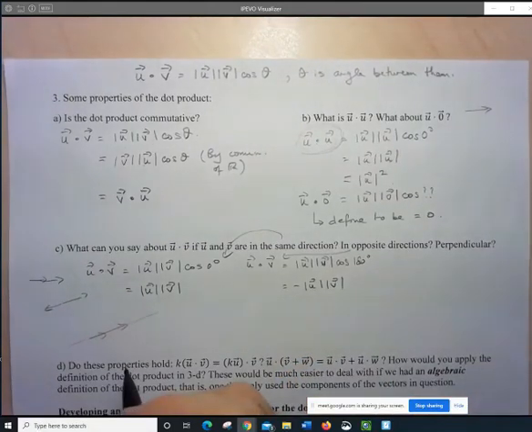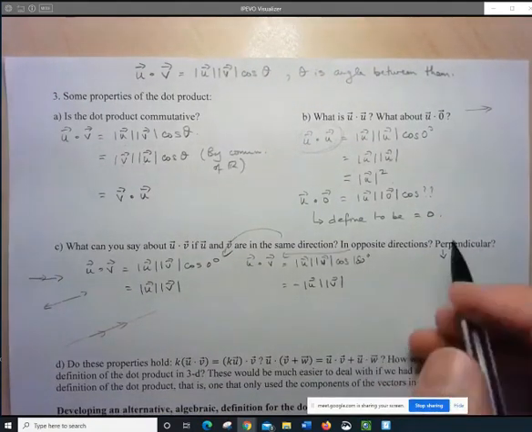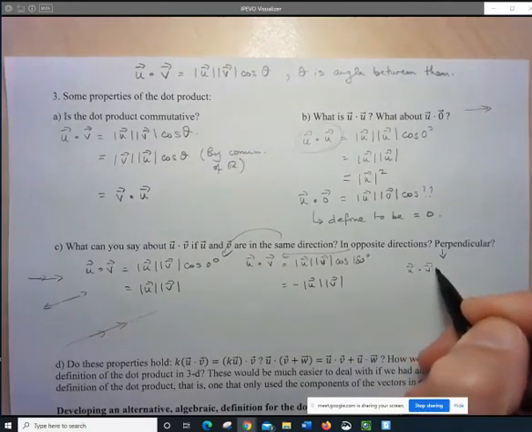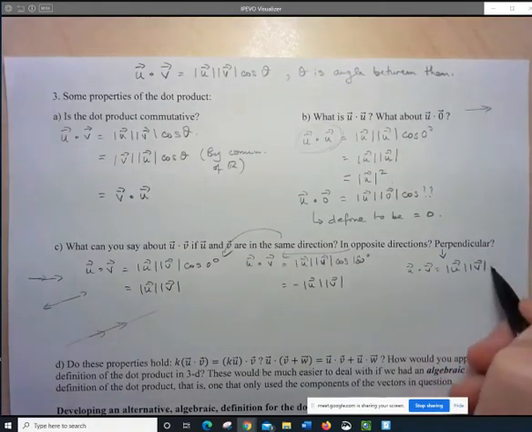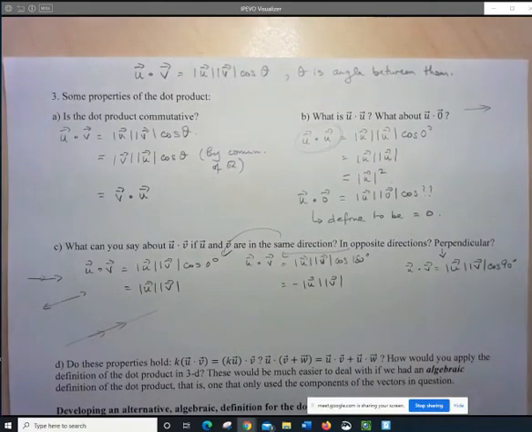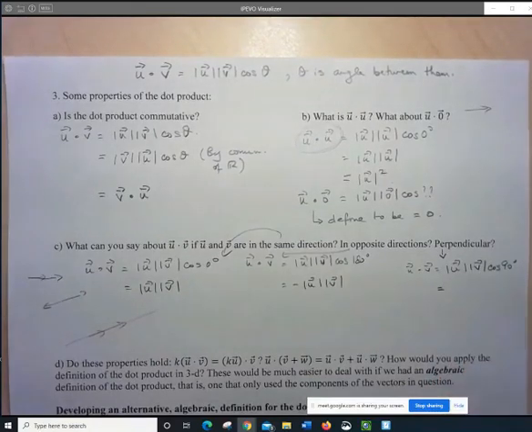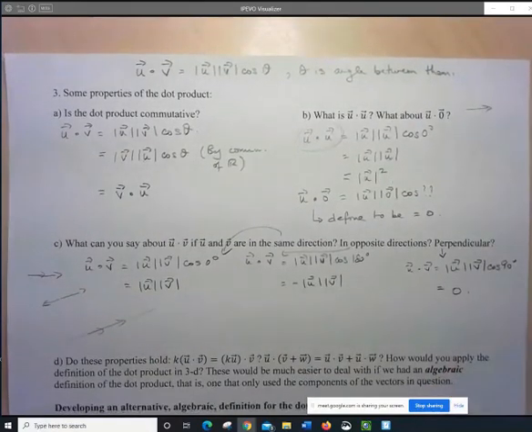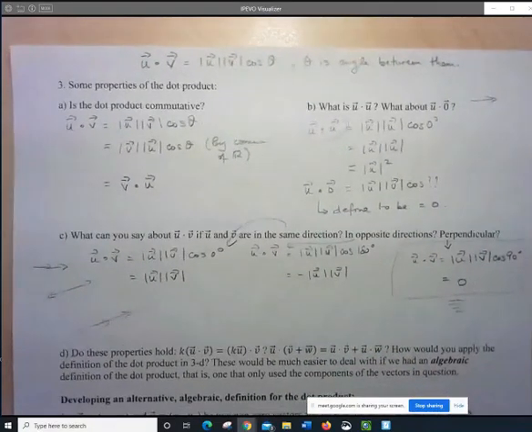Okay? Now, what about when they're perpendicular? Well, again, u dot v is equal to magnitude of u times magnitude of v times the cosine of. Well, if they're perpendicular to each other, it means that the angle between them is 90 degrees. But of course, what is cosine of 90 degrees? It's equal to 0. Okay? Now, out of all of these properties, this is going to be the one that's going to come in most handy.